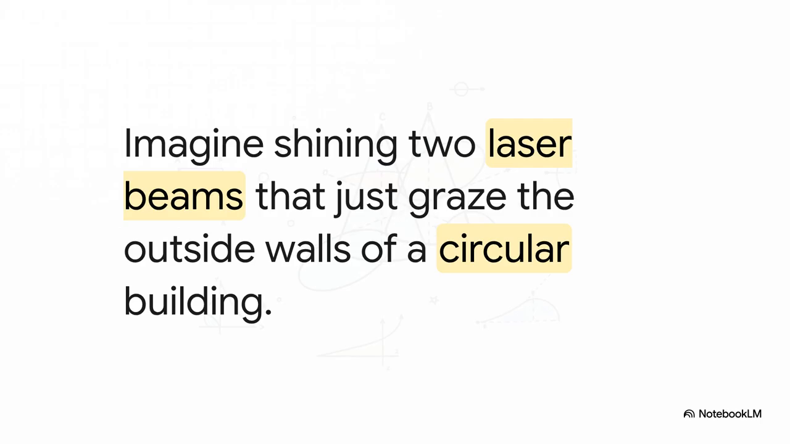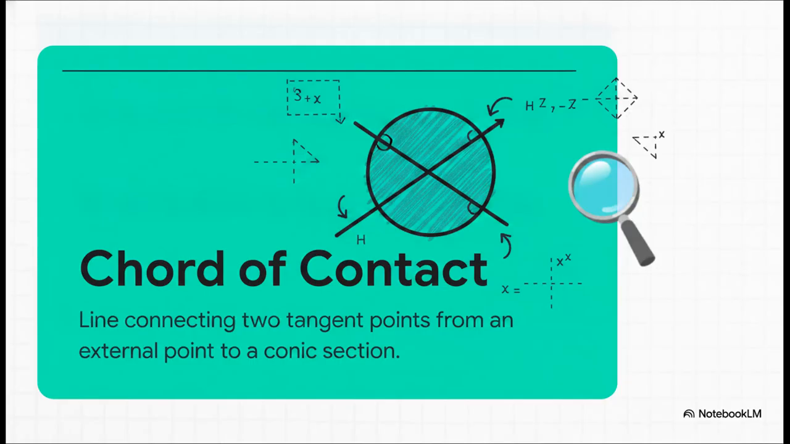Okay, to ground this abstract theory, let's do a quick thought experiment. Picture yourself standing outside a massive, circular building. Now imagine you have 2 laser pointers, and you shine them out so the beams just barely graze the left and right sides of the outer walls. Those 2 specific points where your lasers just touch the building, well, if you were to draw a straight line connecting them, that line actually has a deeply fundamental mathematical relationship with exactly where you are standing right now. That specific connecting line has a name. It's called the chord of contact.